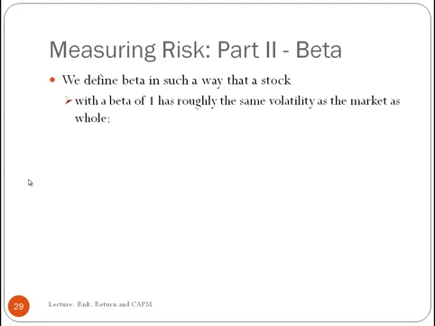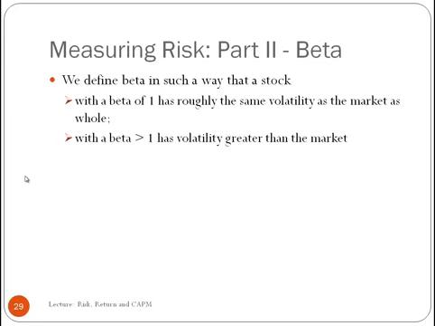So we define beta in such a way that a stock with a beta of 1 has roughly the same volatility as the market as a whole. It moves pretty much with the market. If the market goes up, the stock moves up by about the same amount. And likewise, if it goes down.